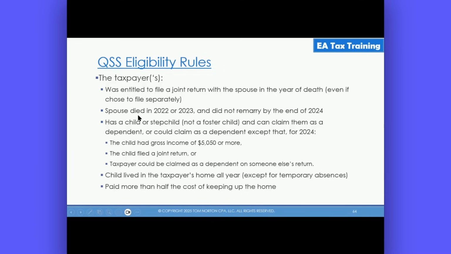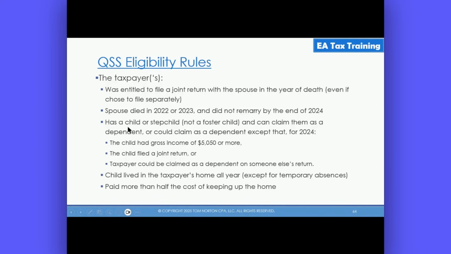Secondly, their spouse must have died within the last 2 years, so within either 2022 or 2023, and they have not remarried by the end of 2024. If they have remarried, then they have to file either married filing jointly or married filing separately with their current spouse. Next, they have to have a child or a stepchild and can claim them as a dependent.